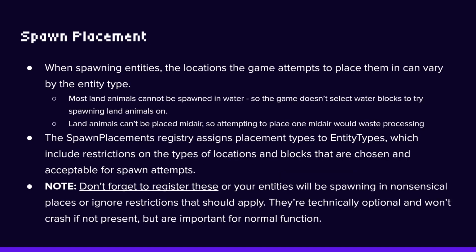One more thing with spawning is there's a thing called spawn placement. When you're spawning entities, the location that the game tries to place stuff at can vary between the entity types. So for example, you wouldn't want to try spawning a pig in the middle of the ocean. So the game doesn't try to put it on ocean blocks. It doesn't do that. And land animals can't be placed midair, so it doesn't try to pick air blocks either.